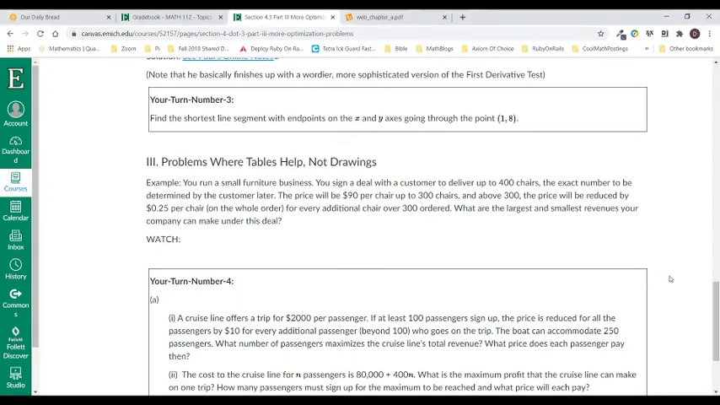Now this is our last kind of optimization problem. We have lots and lots of practice to do, but this is our last kind, and I call this problems where tables help, not drawings. You're going to see in a second that drawing won't help. For example, here's the problem.